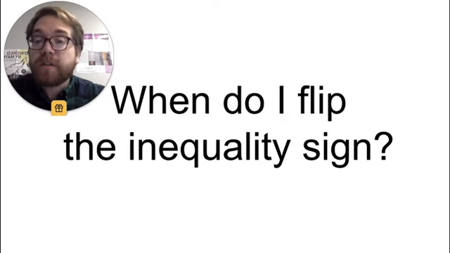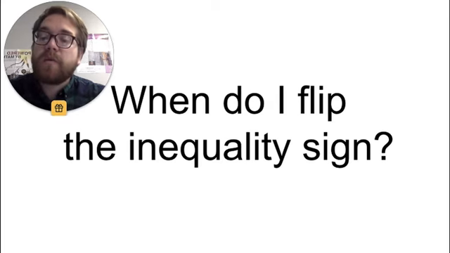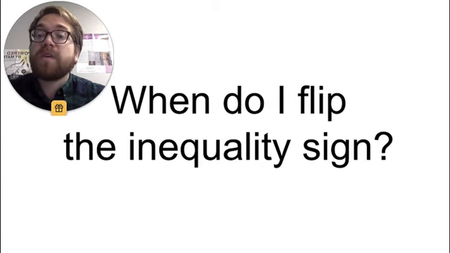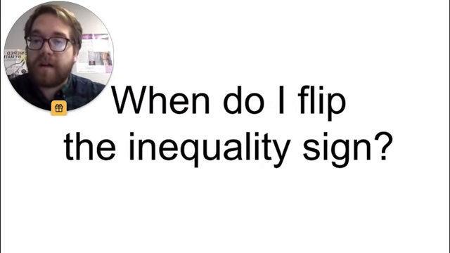The question we're really trying to answer with this lesson is, when do I flip the inequality sign? Because we've already seen that that can happen, and we'll review that again. But when do I flip that inequality sign in the context of solving the equation, and specifically when there's negatives involved? So we want to understand when that is, so that we can make sure we're solving it correctly and graphing it correctly. So this is the question we're really trying to answer. When do I flip the inequality sign?